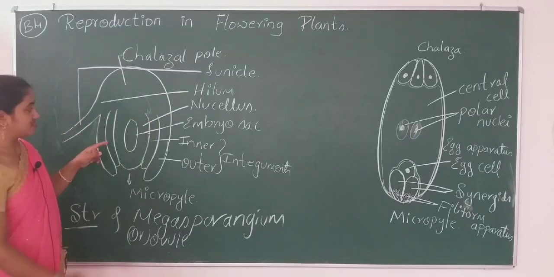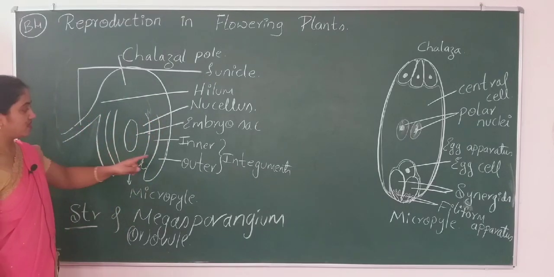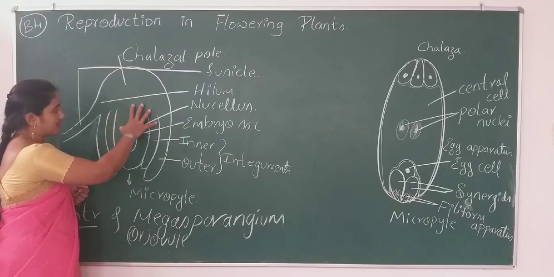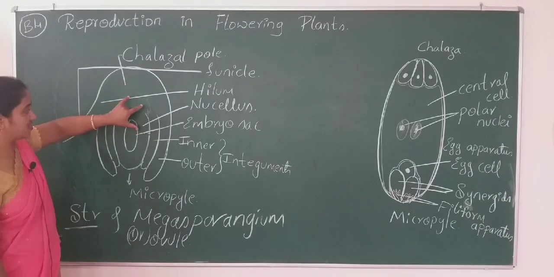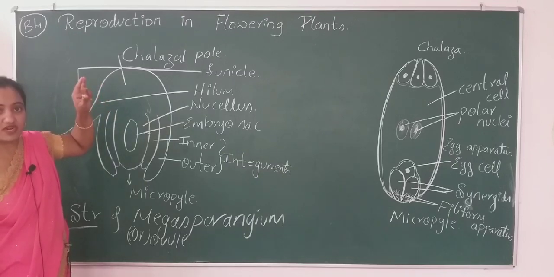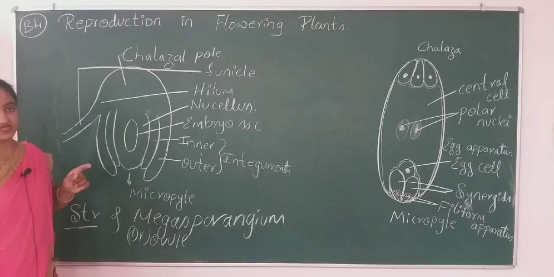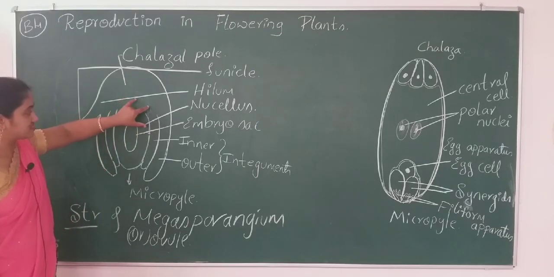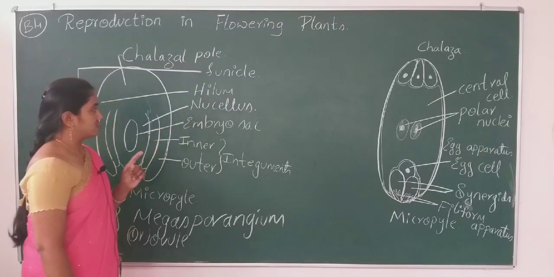This body is protected by two integuments, one outer and one inner, and a mass of cells in the center of the body. In this diagram I skipped writing the cells; I am not showing the cells in the nucellus. So this is the mass of cells. That mass of cells is known as nucellus.